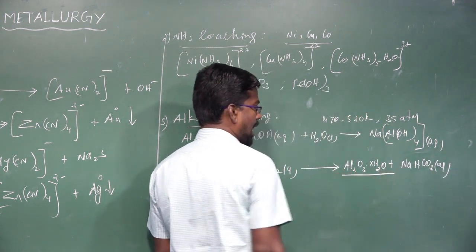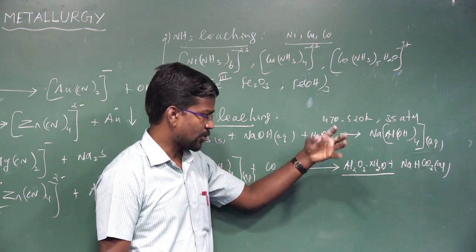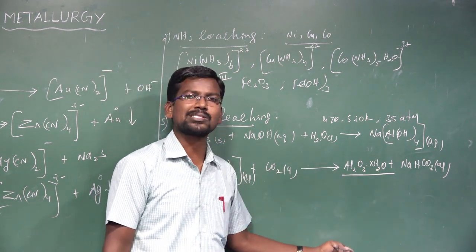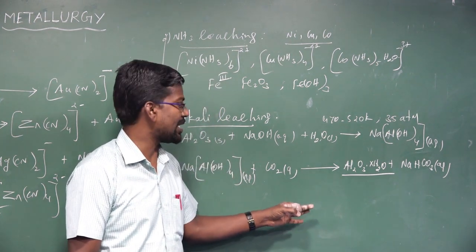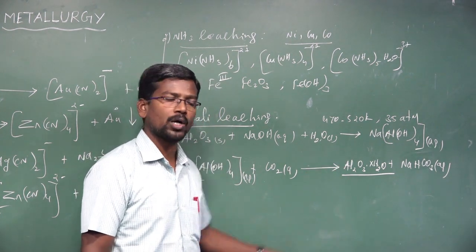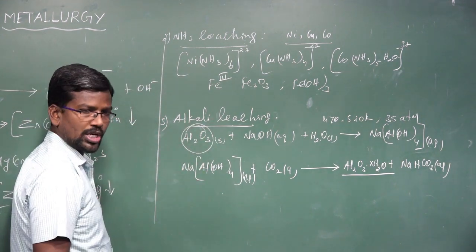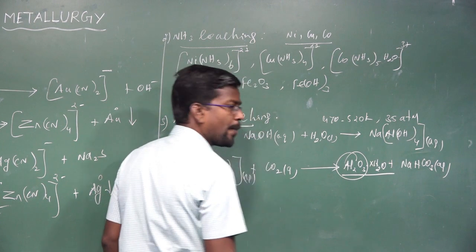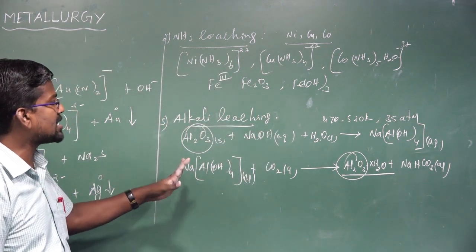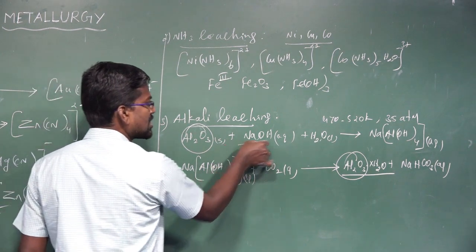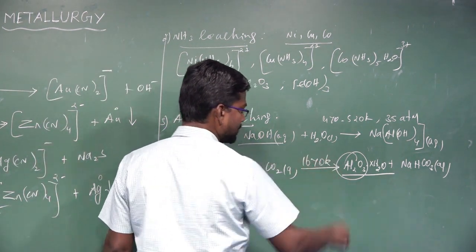The alumina, Al2O3 with x moles of water, is further filtered off and heated at 1670 Kelvin to get the pure alumina. So in this process, impure alumina Al2O3 is converted into pure alumina Al2O3. The process is known as alkali leaching, using an aqueous solution of alkali, heated at 1670 Kelvin.